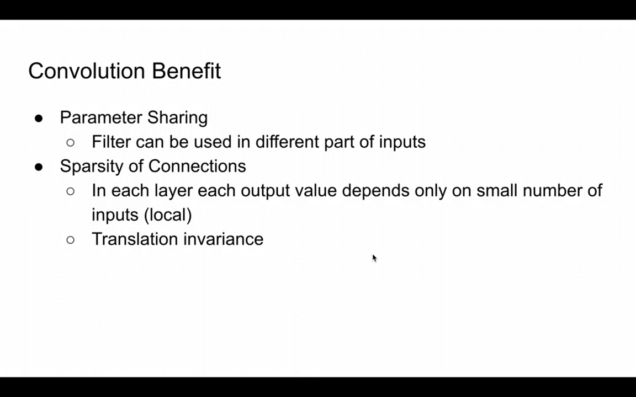What's the benefit of a convolutional neural network? There are 2 major benefits. One is parameter sharing: a filter can be used in different parts of the input. Furthermore, from the calculations, we have sparsity of connections. In each layer, each output value depends only on a small number of inputs. We also have translation invariance taken into account during the filter operations.